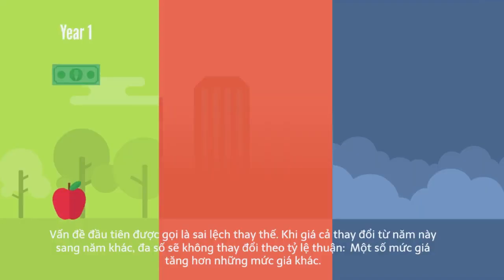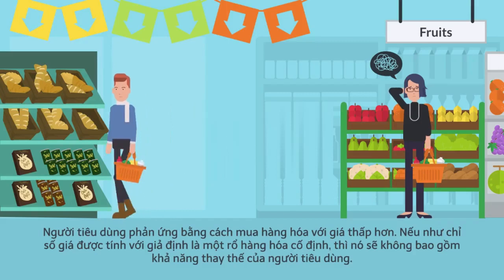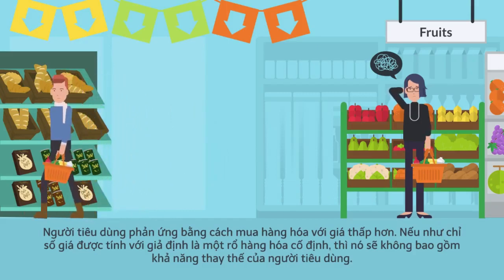The first problem is called substitution bias. When prices change from one year to the next, they do not all change proportionately. Some prices rise more than others. Consumers respond by buying the goods with lower prices. If a price index is computed assuming a fixed basket of goods, it ignores the possibility of consumer substitution.